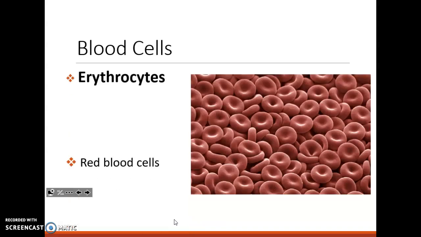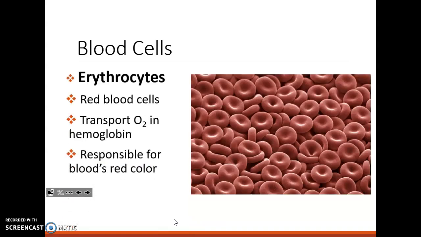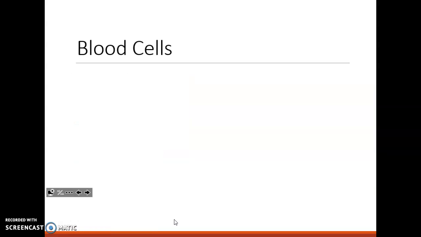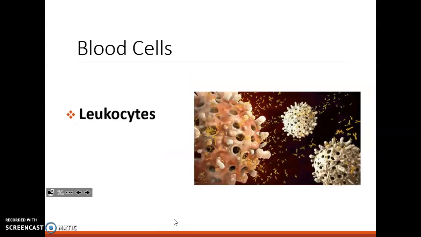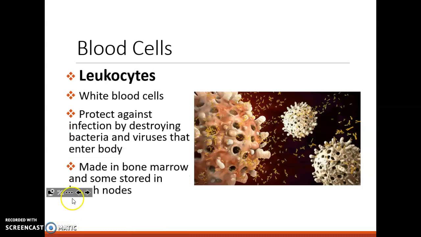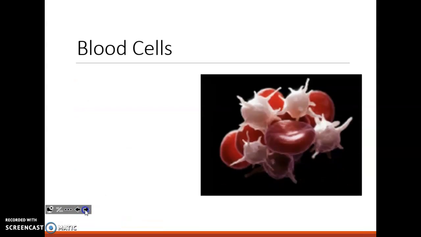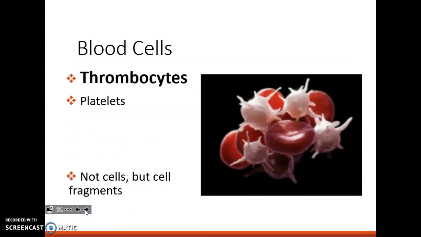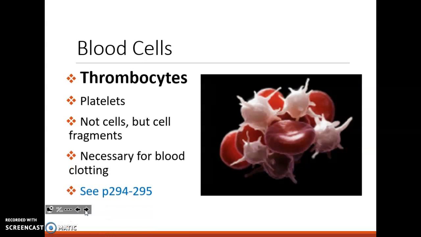We learned about the different types of blood cells, your erythrocytes, which are your red blood cells, which transport the oxygen in hemoglobin. We learned about the leukocytes, which are your white blood cells, which help with your immune system. And then we learned about the thrombocytes, which are your platelets, and they are necessary for blood clotting.